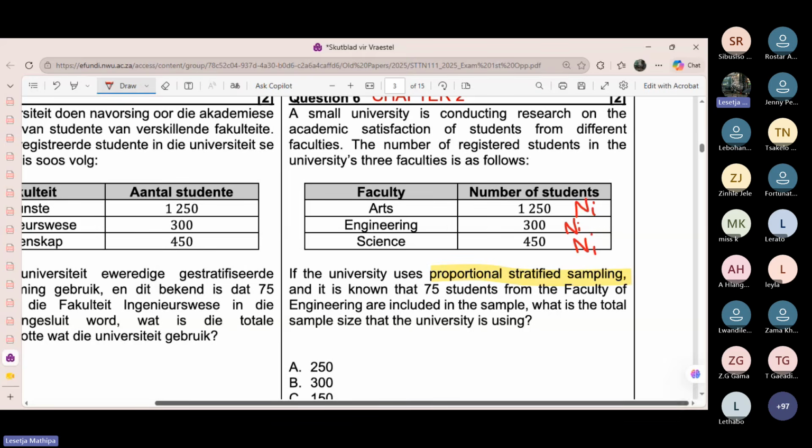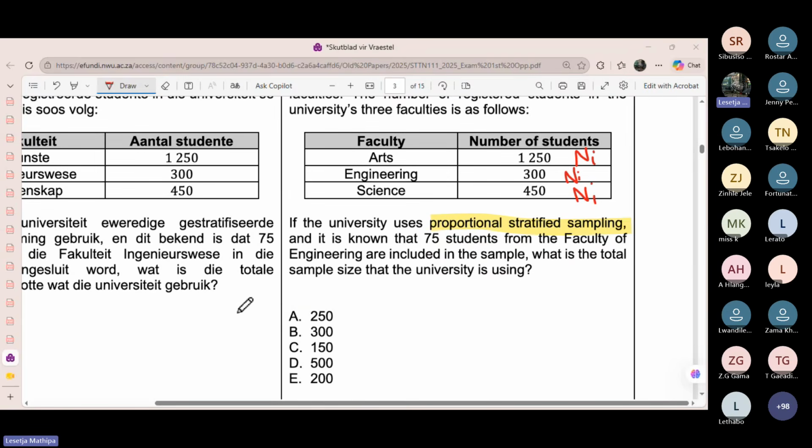Now let's look at the question. It says that if the university uses proportional stratified random sampling, it is known that 75 students from the Faculty of Engineering are included in the sample. What is the total sample size that the university is using? The question is, do we know the value of capital letter N, the population? No, we don't know the population.